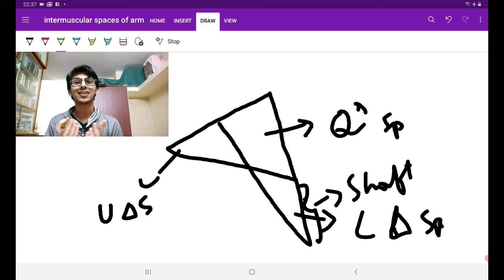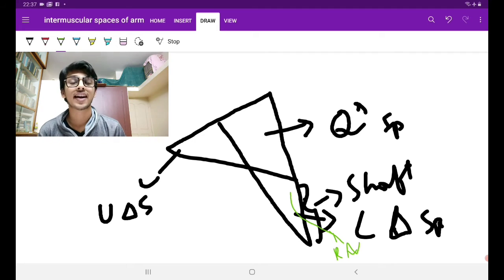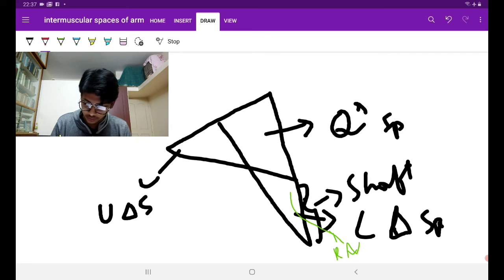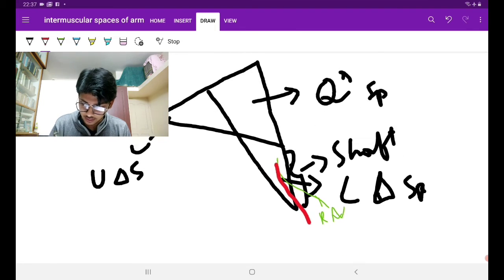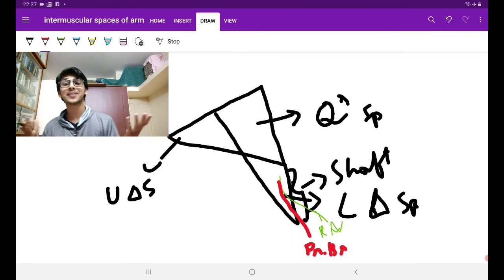What goes in the radial groove? Radial nerve, isn't it? So the radial nerve is going like this. See here, this is the radial nerve. Then is there something very important? There is an artery there. So which artery is going there? The deeper artery. That is the profunda brachii, isn't it? The profunda brachii artery. These were the contents of the lower triangular space.